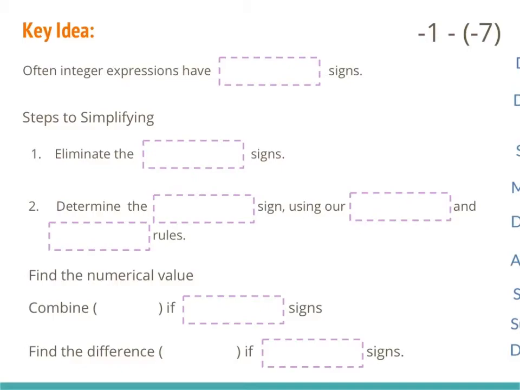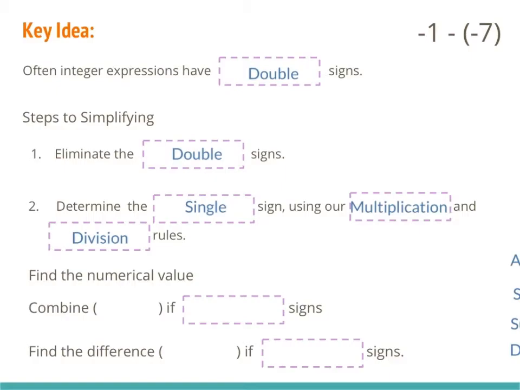So often integer expressions have double signs, like our one up there with our -7. So we have some steps to simplify it. We're going to eliminate the double signs, so we only want to have one sign on each number. Determine the single sign by using our multiplication and division rules. Oh, that's going to come in handy. Those multiplication and division rules are those 4 faces that we've talked about, right? A positive times a positive is a positive. A negative times a negative is a positive.